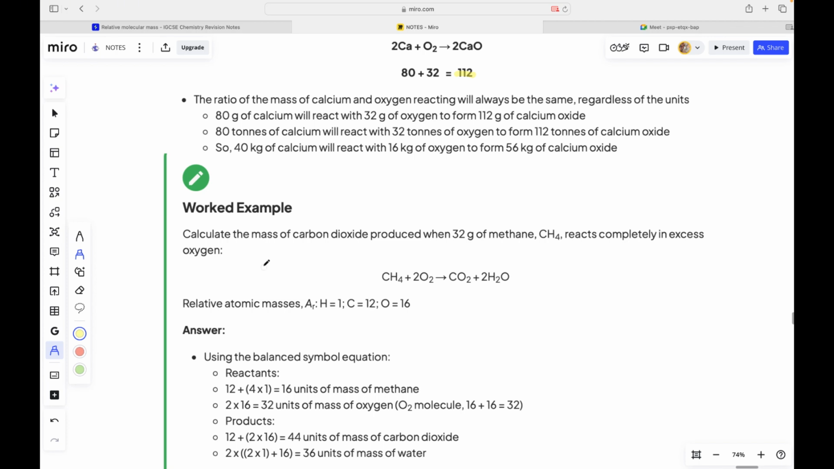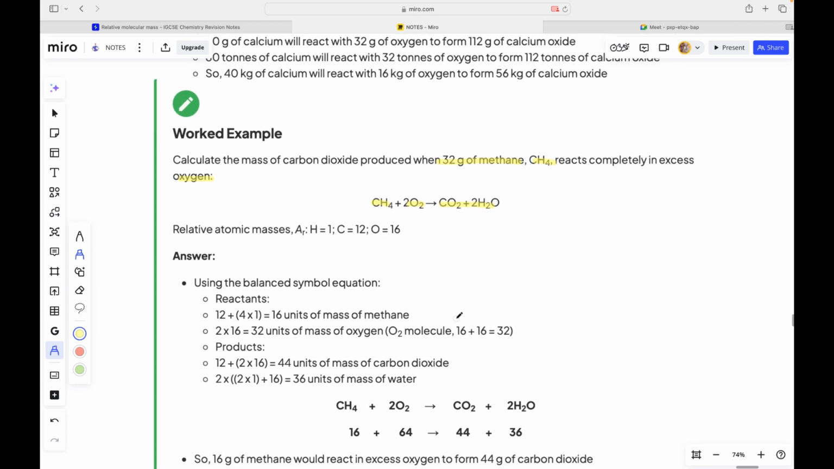Now calculate the mass of carbon dioxide produced when 32 grams of methane react completely in excess oxygen. So we write the equation first. Methane burns in air, that's plus oxygen, gives us carbon dioxide and water. You must balance the equation. If we don't balance the equation, we cannot do the calculation, right?